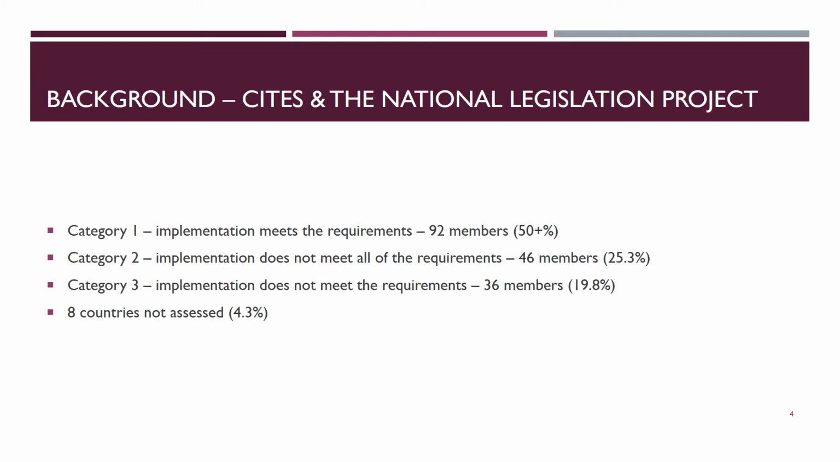Category 2, implementation does not meet all of the requirements. This is 46 members, 25%. And then Category 3 is where implementation does not meet the requirements. 36 members fall into this category, nearly 20%. A further 8 countries had not yet been assessed, as they had only recently joined the convention.